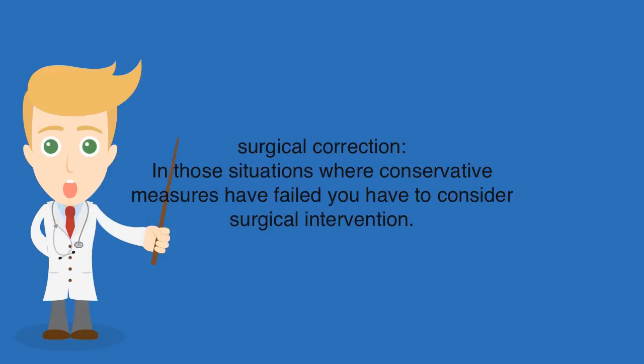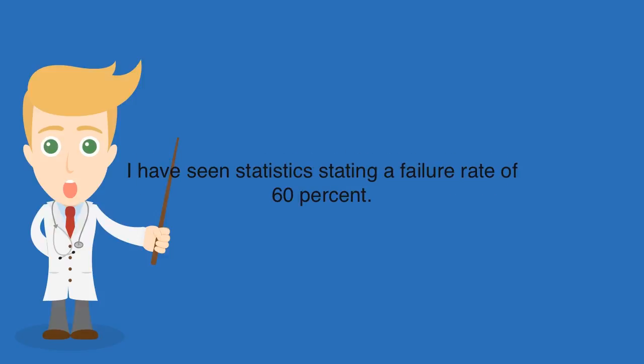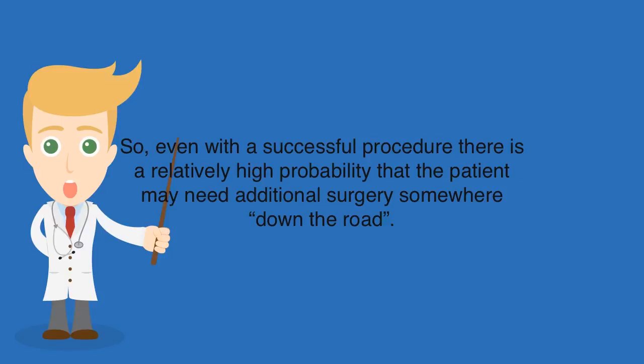Surgical correction. In those situations where conservative measures have failed, you have to consider surgical intervention. The problem here is that you are having a procedure done that has a relatively high failure rate. I have seen statistics stating a failure rate of 60%. Even if the initial procedure is successful, you are now hoping that the procedure will last the next 60 to 70 years, a probability I find to be quite low.